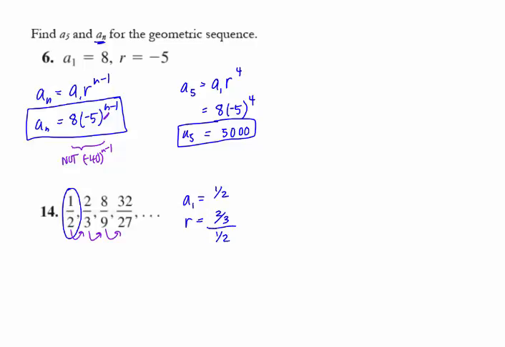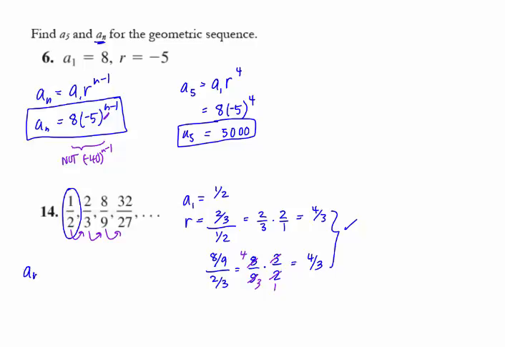2/3 divided by 1/2, for example, is 2/3 times 2 over 1, which is 4/3. We could check it again. What if we take 8/9 and divide it by 2/3? If we did it correctly, we should have the same common ratio. That's 8/9 times 3/2. 3 and 9 share a 3, so there's a 3 down here. 8 and 2 share a 2, so that makes a 4 and a 1. And this common ratio is also 4/3. So that verifies for us that sure enough the common ratio is 4/3.